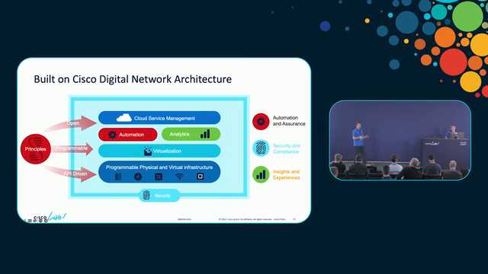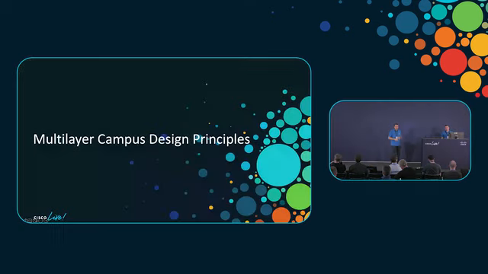Today, we'll be focusing very much on the bottom layer. How do we build rock-solid network design and architecture in the campus? Because, again, everything that lies on top of it is going to be rock-solid, as long as the bottom layer is solid. So with that, let's move into one of the most important topics, which is multi-layer campus design principles.